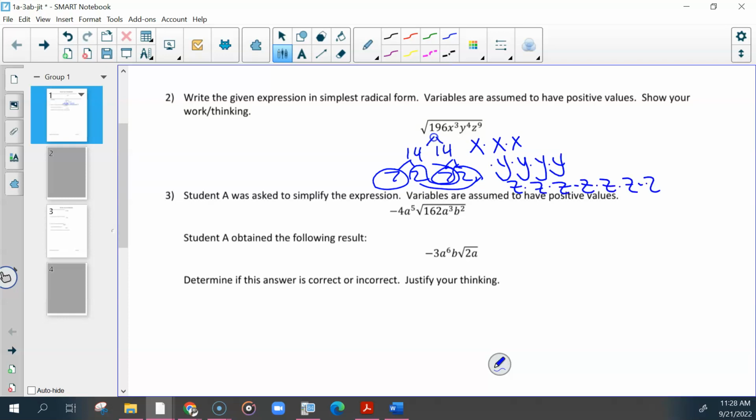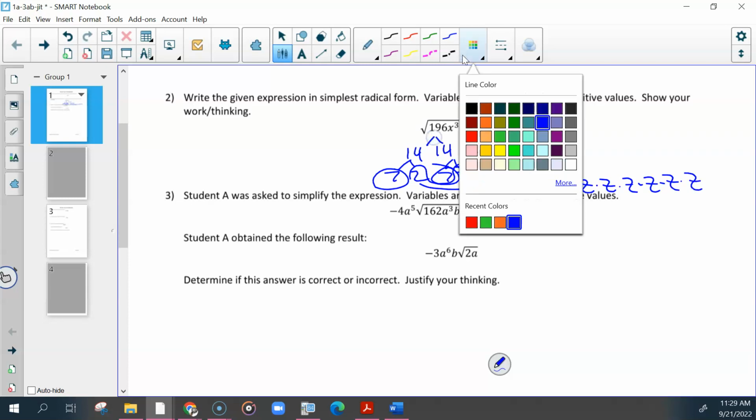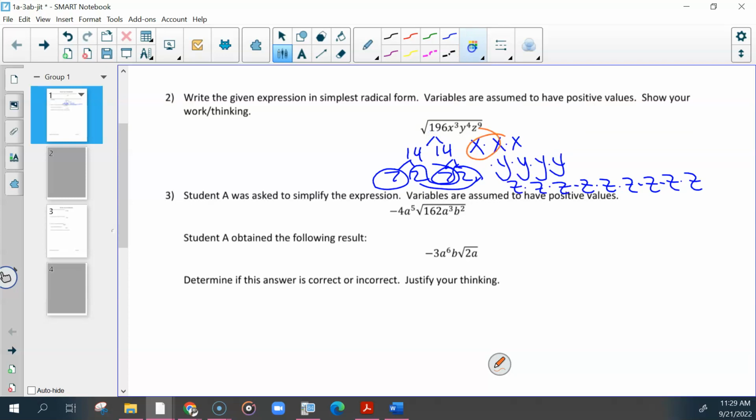5, 6, 7, 8, 9. 1, 2, 3, 4, 5, 6, 7, 8. Okay. And we're looking for pairs. We have a pair of x's with 1 left over, 2 pairs of y's, 4 pairs of z's with 1 left over, so that would look something like 1 pair of x's with 1 that stays in, 2 pairs of y's with nothing left in, 4 pairs of z's with 1 left in.